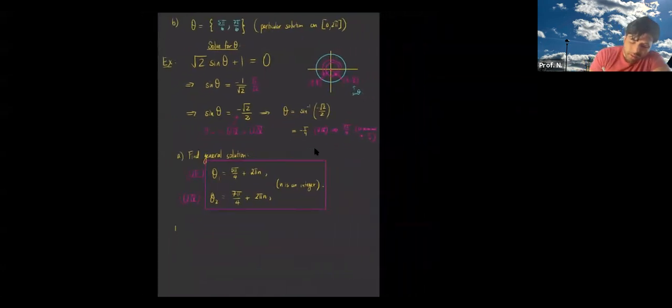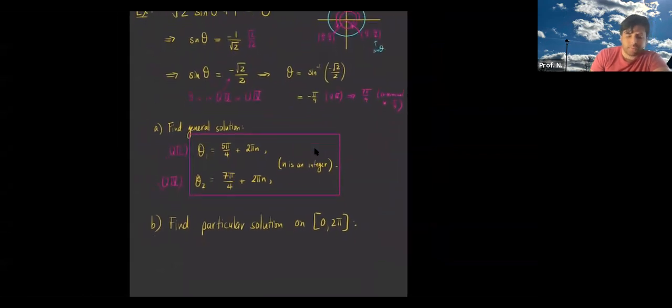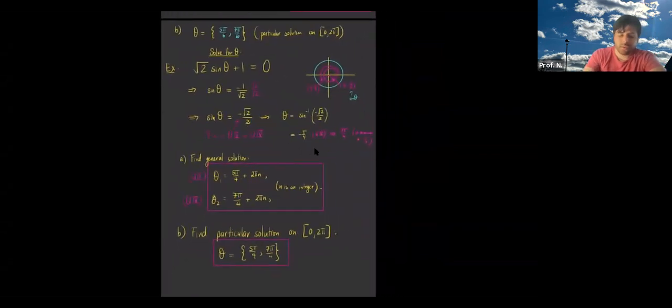And now if I want to find the particular solution on the interval 0 to 2 pi, what are the only angles from 0 to 2 pi that would work? These are the ones. So theta is 5 pi over 4, comma 7 pi over 4. So I have two angles that represent solutions for the original trigonometric equation.